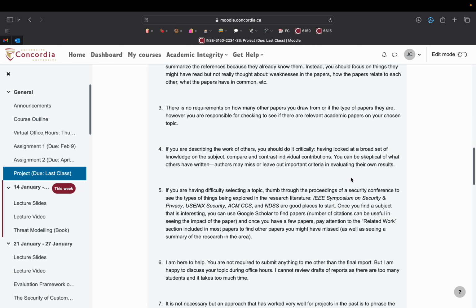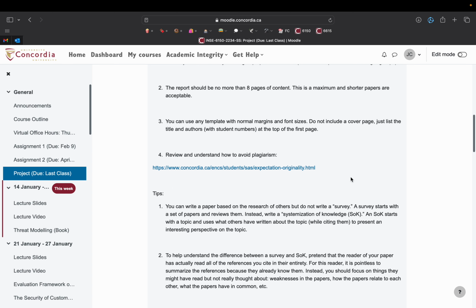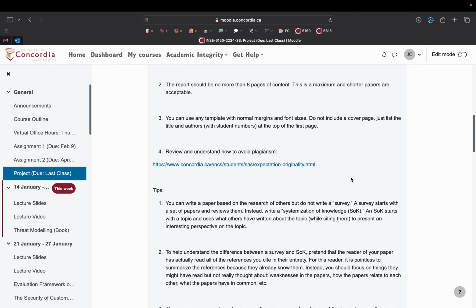In terms of the template, it doesn't matter. 8 pages, any format. Just use the default in Word. Use the default in LaTeX if you use LaTeX. If you want to make it look like an academic paper, you can use any conference, ACM, IEEE, whatever. They all have templates. So do whatever you want.